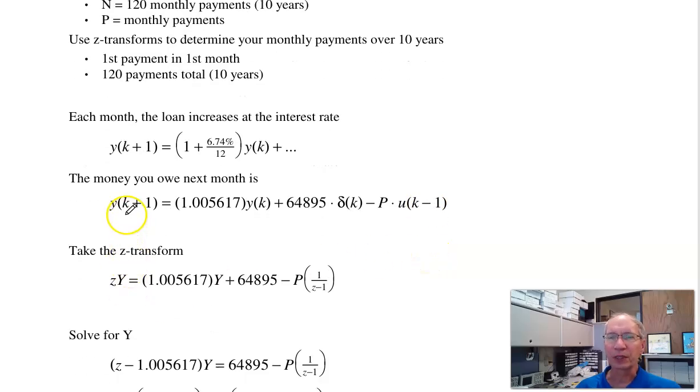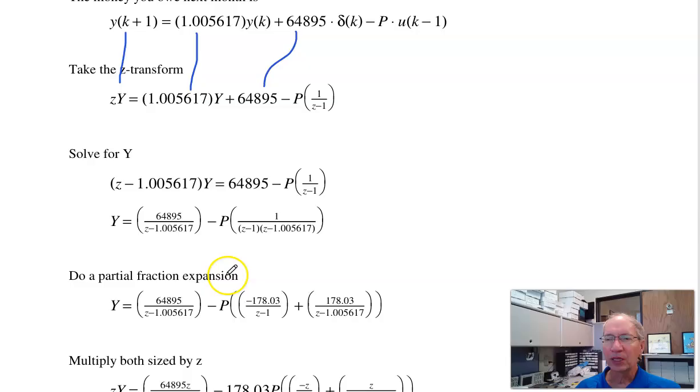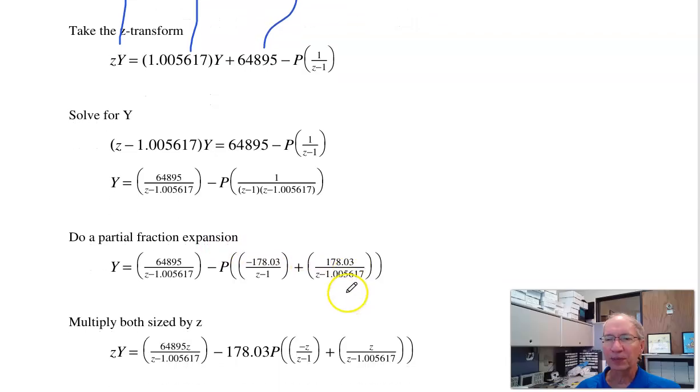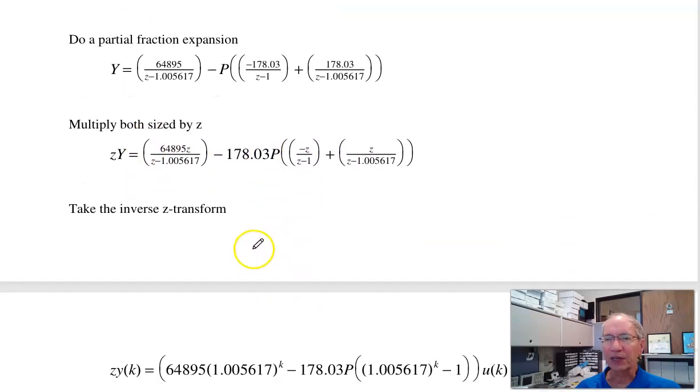Take the z-transform. Next value of y, current value of y, delta of k has a z-transform of 1. Step is z over z minus 1. Delayed step is 1 over z minus 1. Now solve for y. Do partial fraction expansion. Multiply both sides by z, because I need a z over here. Now take the inverse z-transform.